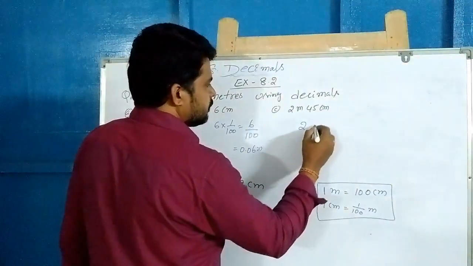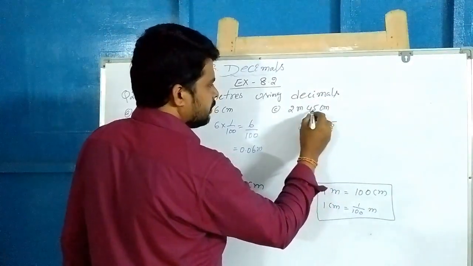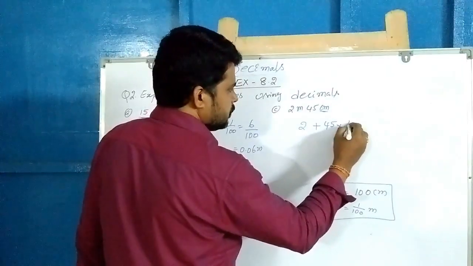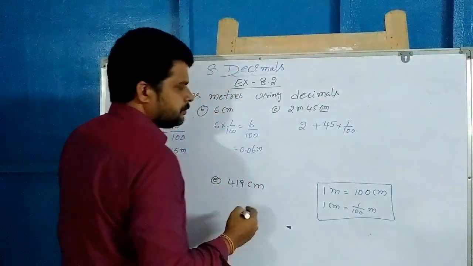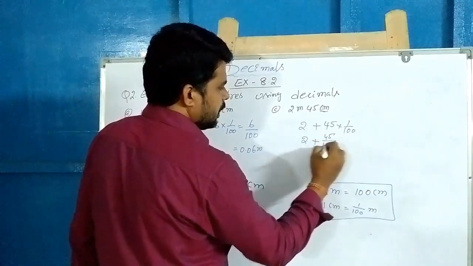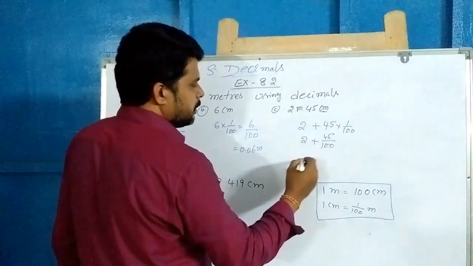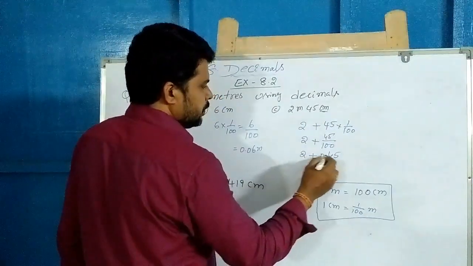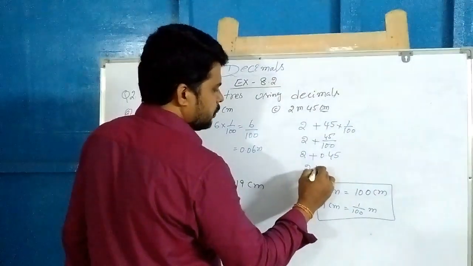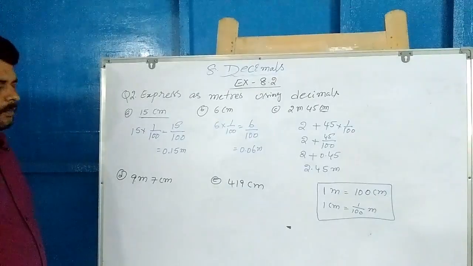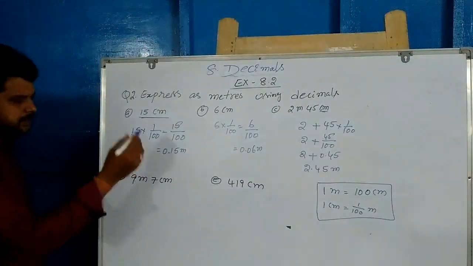Here 2 meters, 45 centimeters. They given 2 meters plus 45 centimeters. Centimeters converted into meters, that means into 1 by 100. 2 plus 45 by 100, that is 2 plus 0.45, 2.45 meters.